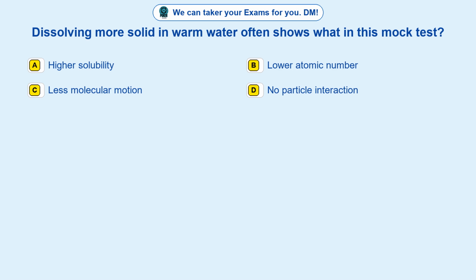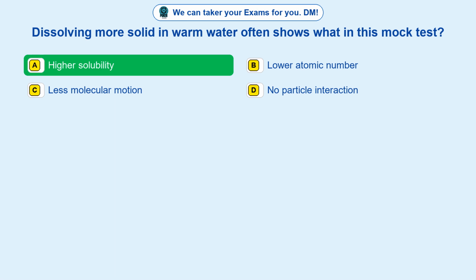Question 54. Dissolving more solid in warm water often shows what in this mock test? Option A, higher solubility. Option B, lower atomic number. Option C, less molecular motion. Option D, no particle interaction. The correct answer is option A. Higher solubility.